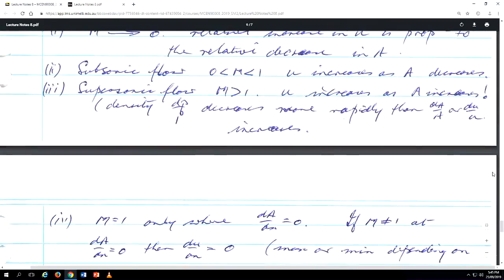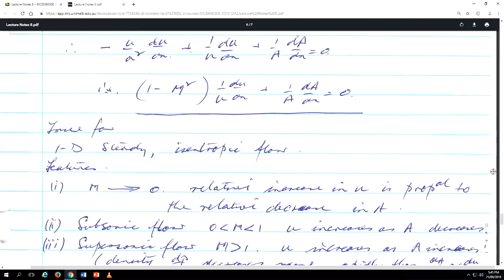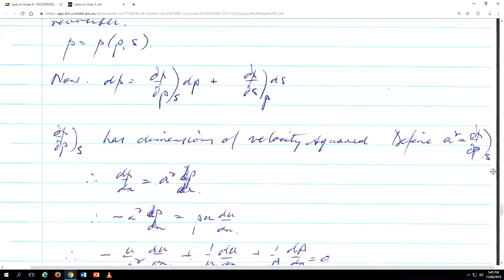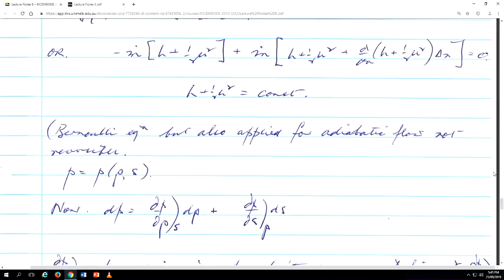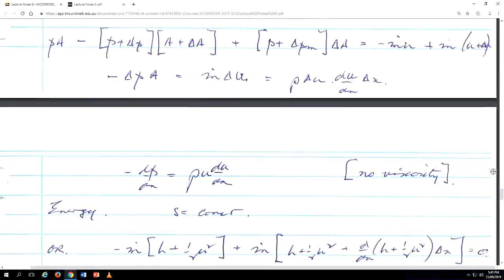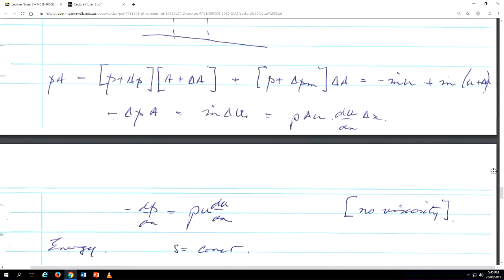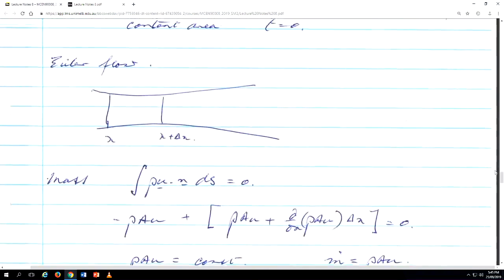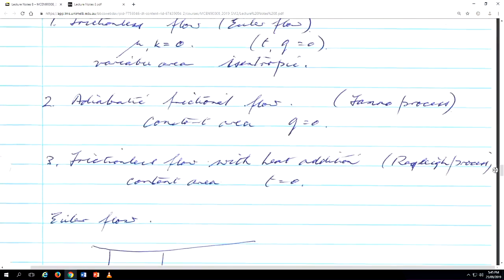Why does this thing keep bouncing around? Sorry, nearly there.